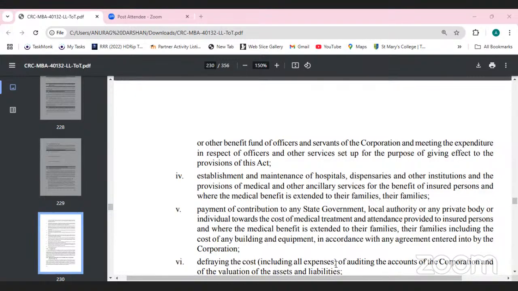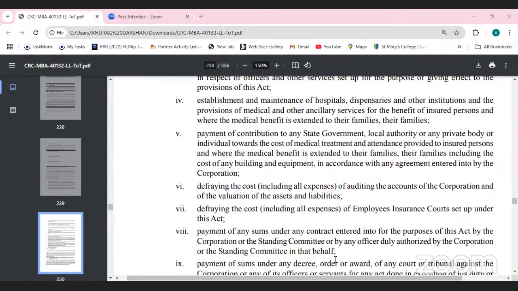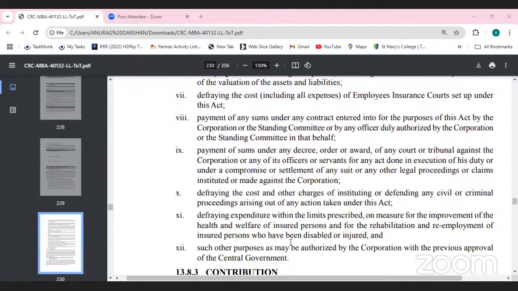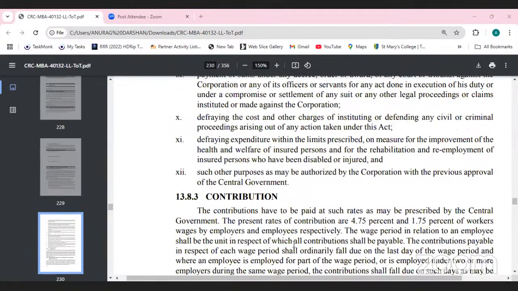payment of contributions to any state government or local authority, or defraying the cost of auditing the accounts of the corporation, valuation of the assets and liabilities, and the Employees Insurance Courts which have been set up under this Act, and any expenses relating to that; payment of any sums under any contract entered into for the purposes of this Act by the corporation or the Standing Committee, payment of any sums under any decree or award, defraying the cost and other charges of instituting or defending any civil or criminal proceedings. It can be expenditure within the limits prescribed, or any other such purpose the corporation may, with the previous approval of the central government, contribute to.